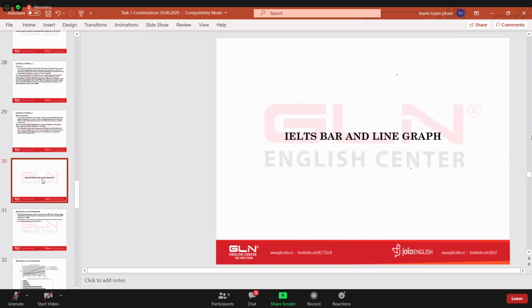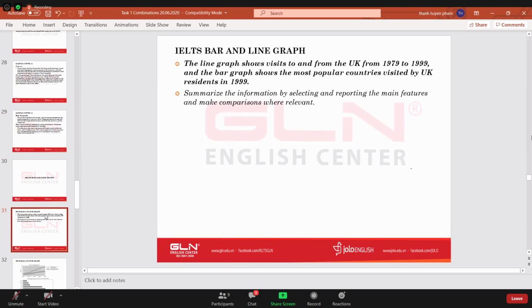Let's have a look at another example. So this is a bar and a line graph combination. So let's look at the question. The line graph shows visits to and from the UK from 1979 to 1999. So we've got a 20-year period. And the bar graph shows the most popular countries visited by UK residents in 1999. Summarise the information by selecting and reporting the main features and make comparisons where relevant.